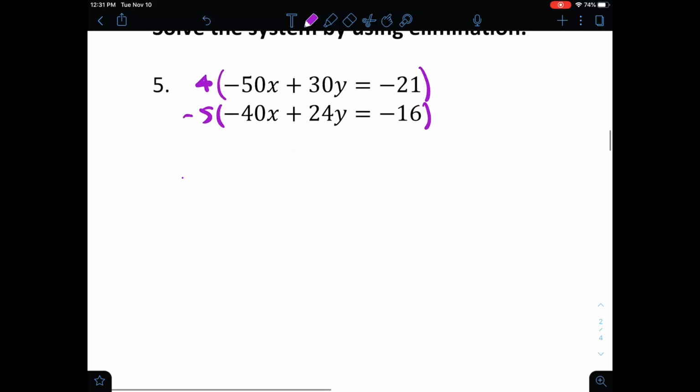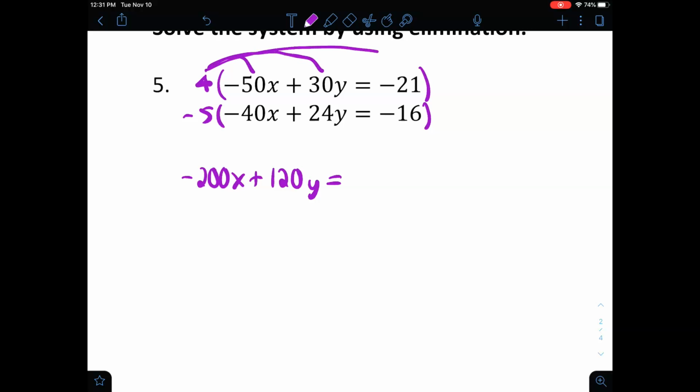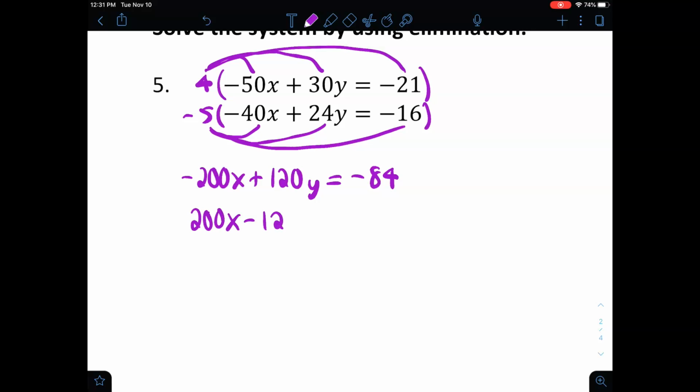So we're going to rewrite our equations. We have negative 200x plus 120y equals negative 84. We're multiplying negative 4 times all of these, and negative 5 times all of these. So negative 84. Then we get positive 200x minus 120y equals 80.